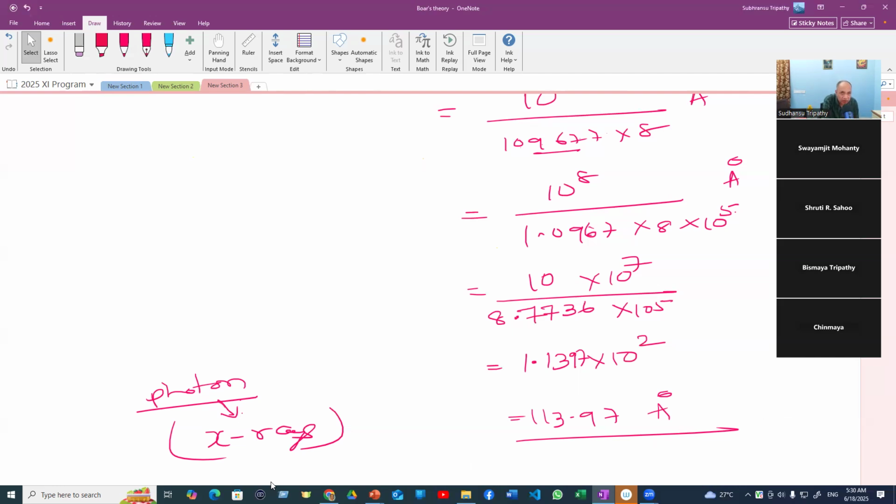The first one is 1216 angstrom that you got. I gave you a homework question. What will be the second line? Have you done that?